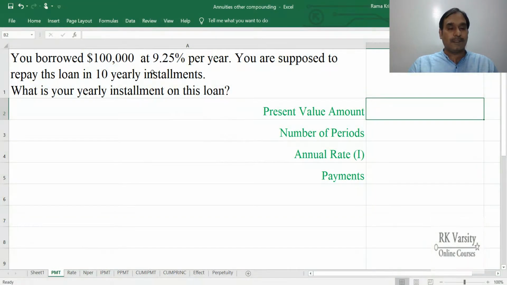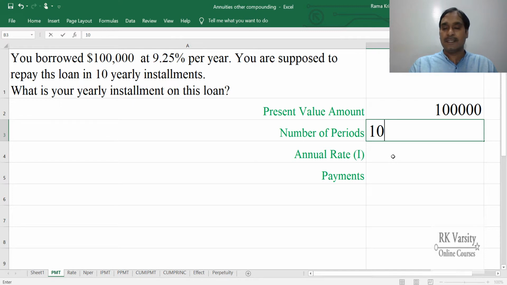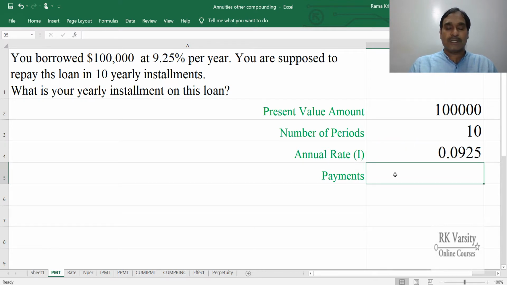Here is an example. You borrowed $100,000 for a period of 10 years. So here it is 10 yearly installments. You promise to repay this, and the bank charges an annual rate of 9.25%, that is 0.0925. So what should be your yearly payment or yearly installment, so that in 10 years you will repay the principal amount of 100,000 plus 9.25% of interest compounded yearly?